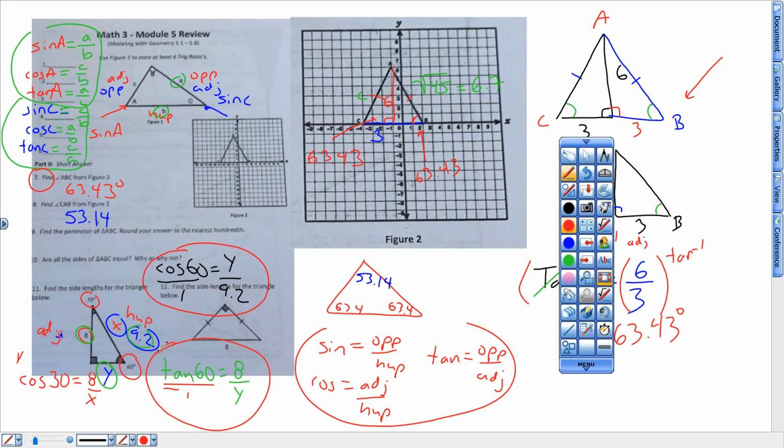And I think if you do this correctly, cosine 60 times 9.2, I get y is about 4.6. How'd you get the cosine or the tangent? I can do either one. Yep, 4.6. Because if I'm looking at this triangle, I have this side is 8, this side is 9.2.